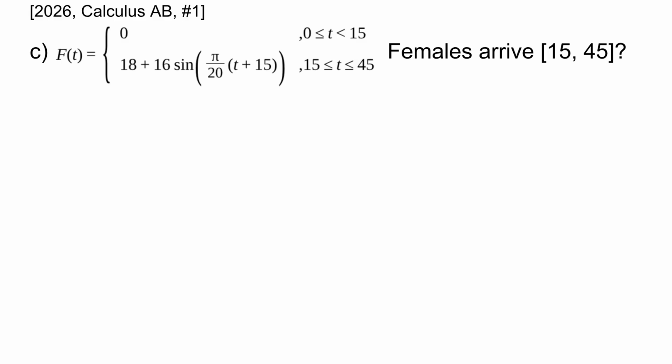In part C of this question, we are given a piecewise function to represent the rate at which female birds are arriving at this same nesting area. And we are asked to determine how many female birds arrive over the interval from t equals 15 to t equals 45 days.